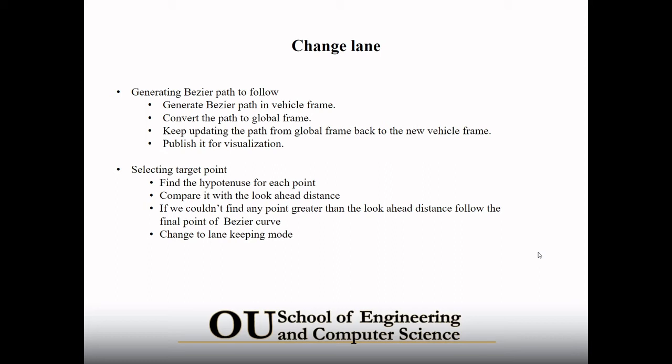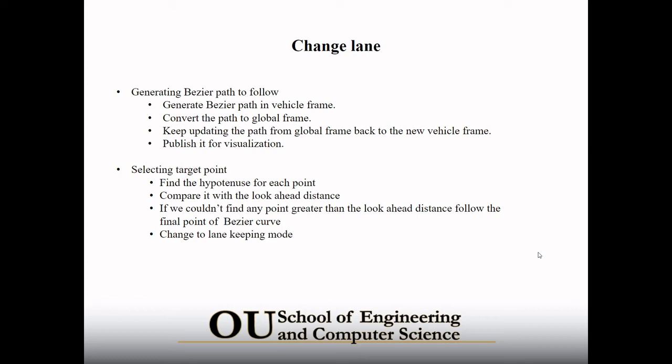We generated 100 points for this line strip to be visualized. So we have 100 points, but which point do we follow at each time? And how do we know that we are done with the Bezier curve?